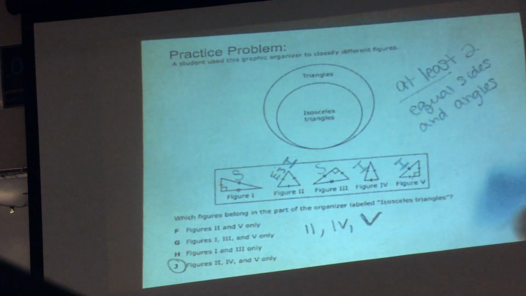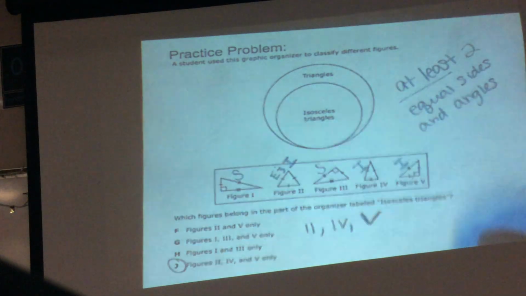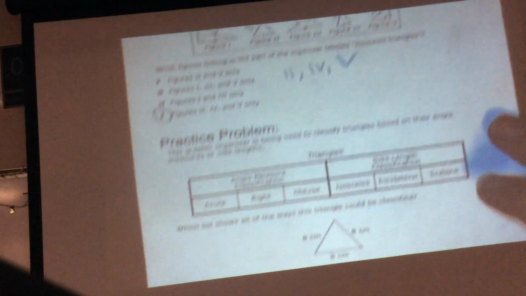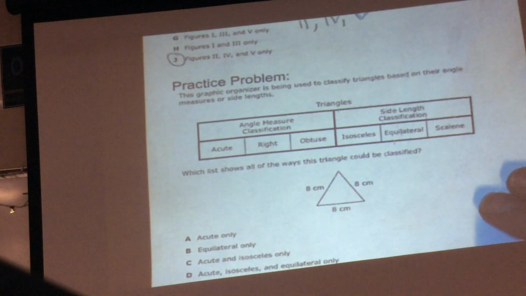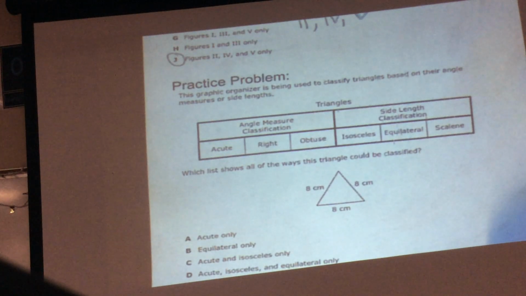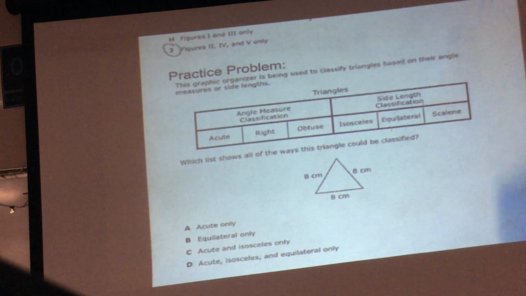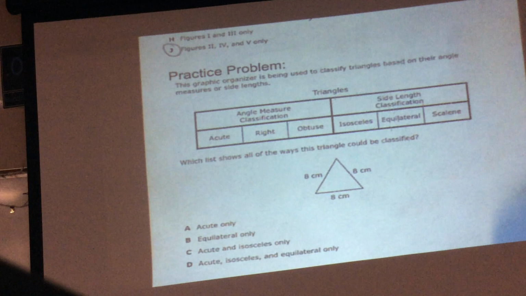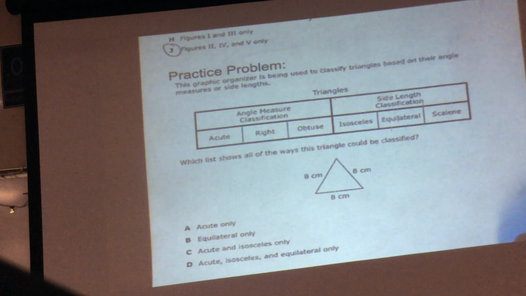Okay. Yes, Peyton. That was right. This graphic organizer is being used to classify triangles based on their angle measures or side lengths. Which list shows all of the ways this triangle could be classified?